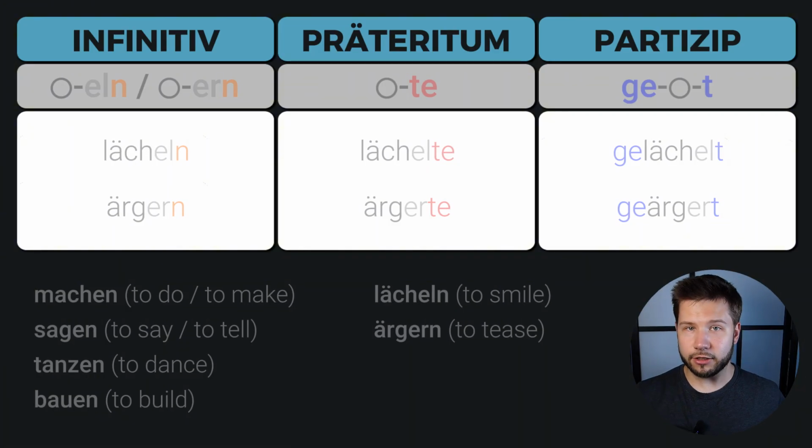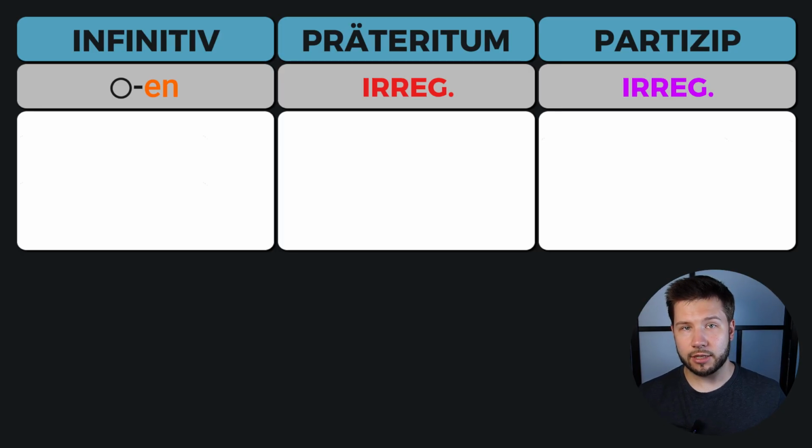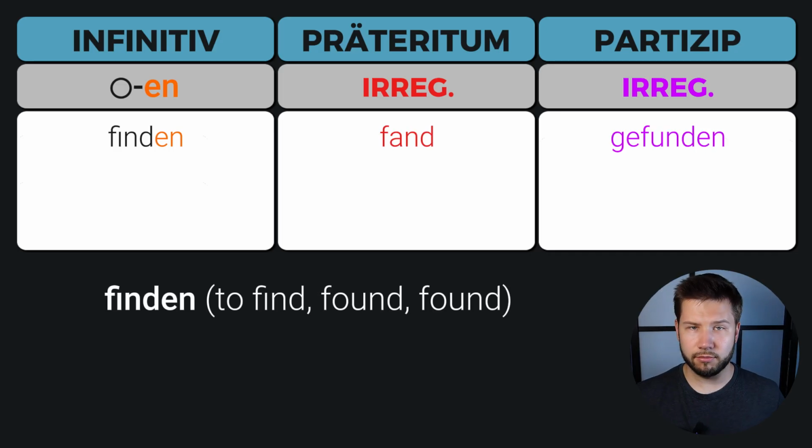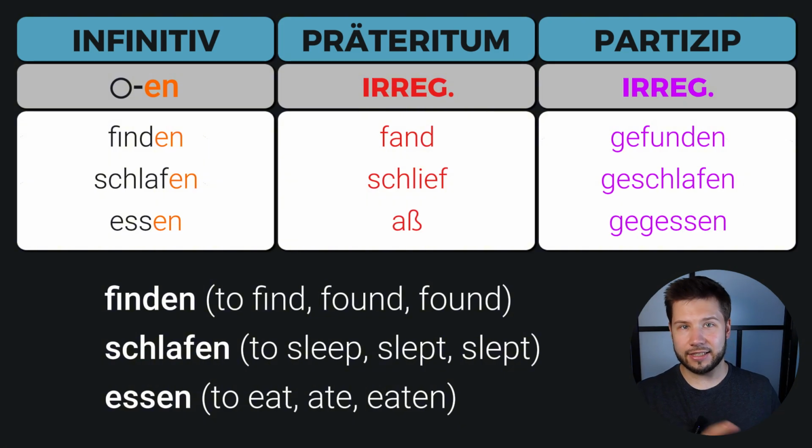Now, similar to English, German has a ton of irregular verbs that need to be memorized. For all intents and purposes, these are completely arbitrary, so just include them in your vocabulary trainer or on your flashcards. Let me give you a few examples. Finden, fand, gefunden. Schlafen, schlief, geschlafen. Or essen, aß, gegessen. While I'm not sure about the exact number of irregular verbs in German, they are in the hundreds, about as much as in English or Dutch.